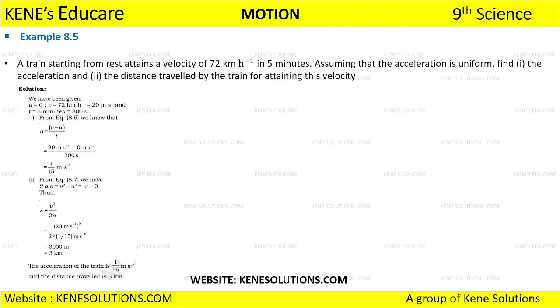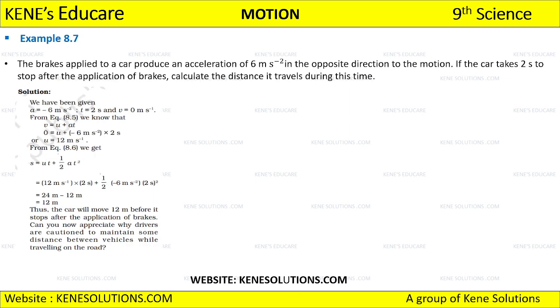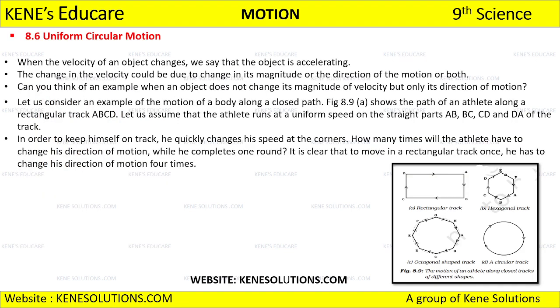After this, we have example 8.5, where we will be calculating the acceleration and the distance traveled by the train for attaining this velocity. After that we have one more example where we will discuss the acceleration and the distance covered by the car in that time. Then we will discuss example 8.7 in detail, and then we have uniform circular motion to discuss in detail, so we'll be doing that as well.